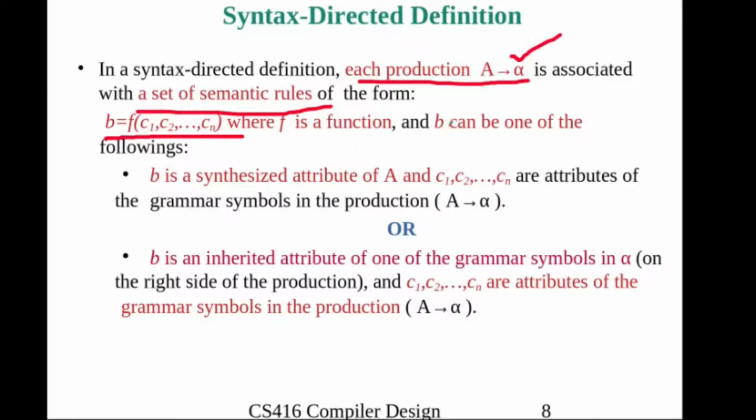We can say two things with respect to B. One is that B is a synthesized attribute of A, because A is the parent. So for this production we can write like this. Here we can write A, and this whole part we can say is alpha.